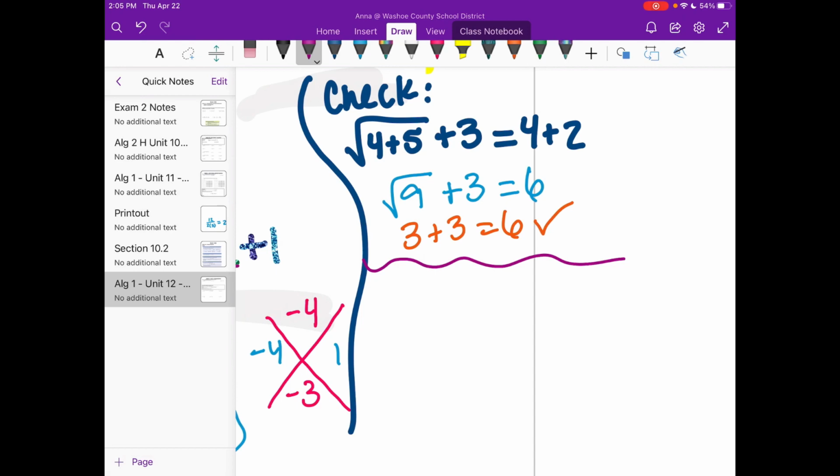Negative 1, let's do that one now. So square root negative 1 plus 5 plus 3 equals negative 1 plus 2.